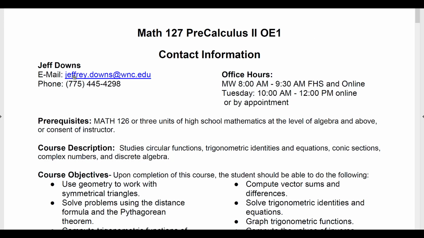Okay, contact information is my email address and phone number. That office phone number is for the office, and I'm not in the office very much this semester. I'm stationed off campus, but I do have online office hours, and you can get to that through the link in Canvas. Monday, Wednesday, 8 to 9:30 in the morning. Tuesday, 10 to 12 noon or by appointment.